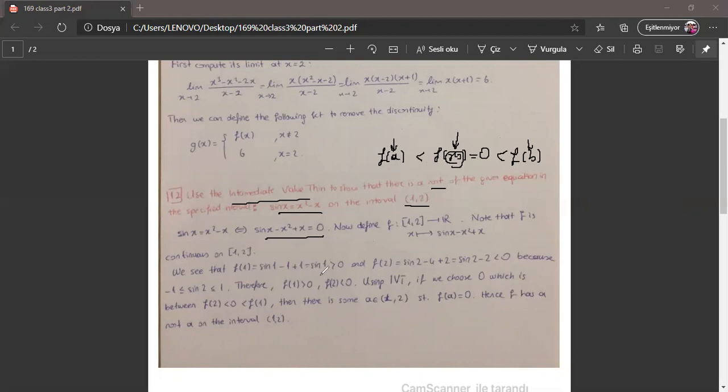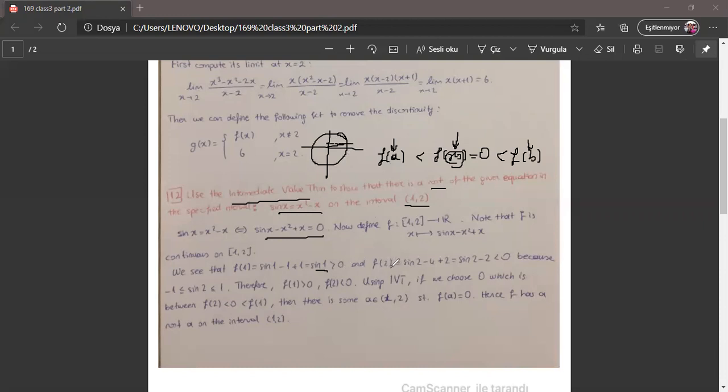F of 1 is, here we have sinus 1, okay? Just by definition of the function, we have sinus 1. And we know sinus 1 is greater than 0, okay? You should know this. If you don't know, you can check the unit circle, okay? This is sinus 1, so sinus 1 is greater than 0.